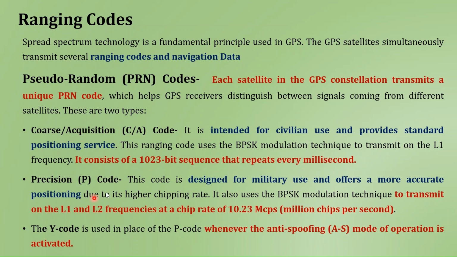Now next is the precision code, and this code is mainly designed for military use and it offers more accurate positioning due to its higher chipping rate. It also uses the binary phase shift keying modulation technique to transmit on both L1 and L2 frequencies at the chip rate of 10.23 million chips per second. And in the precision code, if the anti-spoofing mode of operation is activated, we refer to it as the PY code.